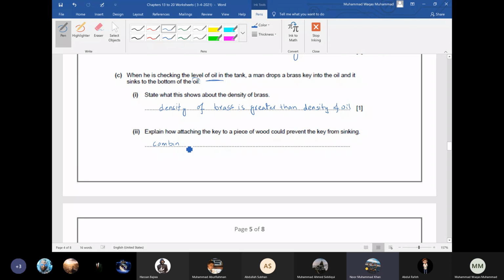Sir, but how is it less? Because brass density is greater than oil, so if we add it, it should be more. Beta, but we are attaching it to wood, and the density of wood is less than the oil. So it is so much less that when we combine, we take the average density. Okay, so that is less than the density of oil.